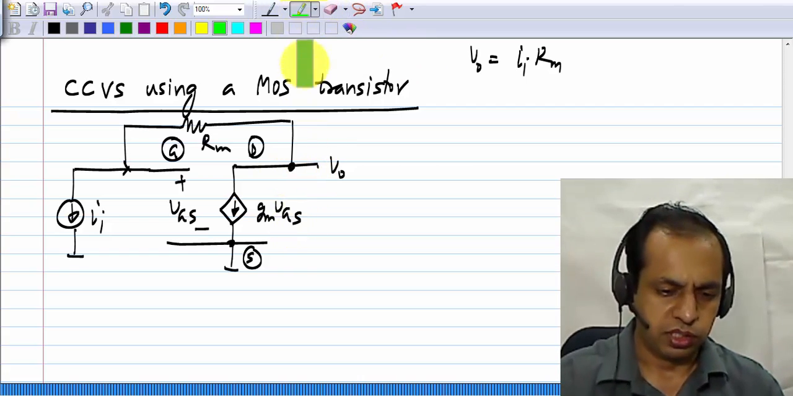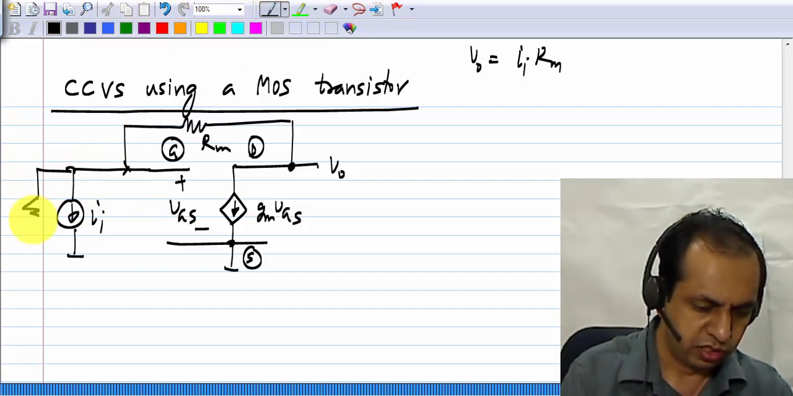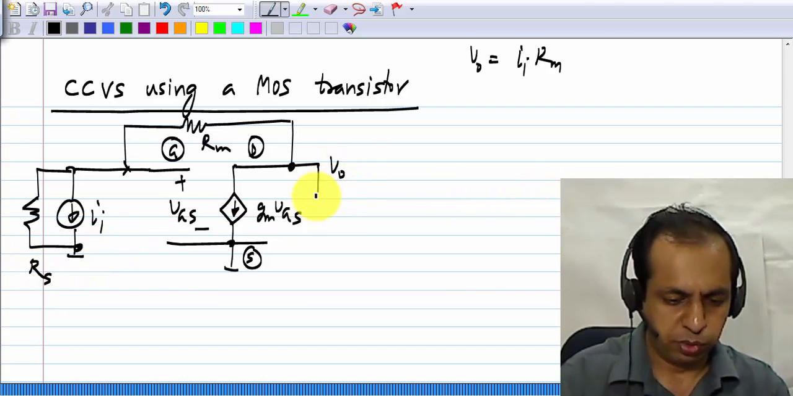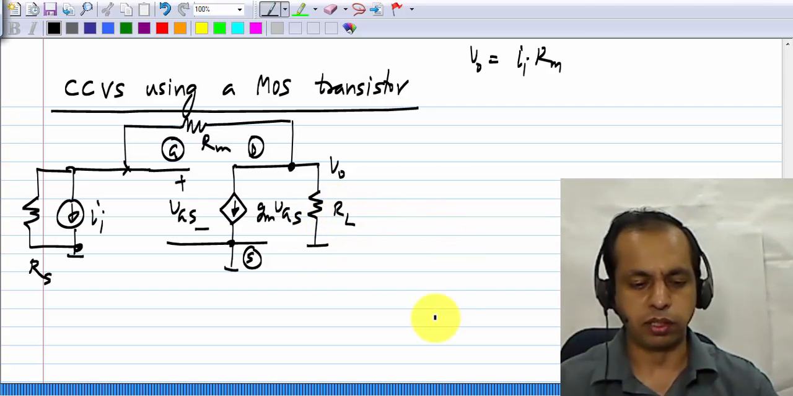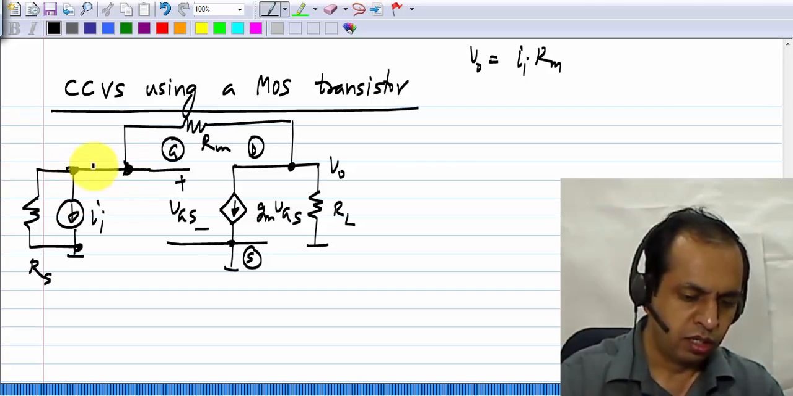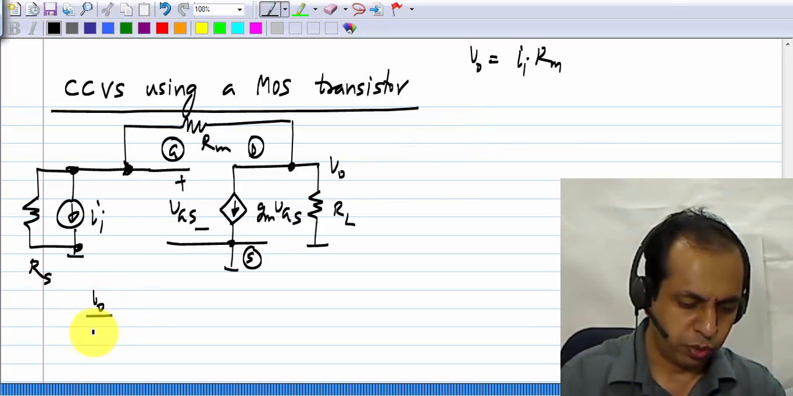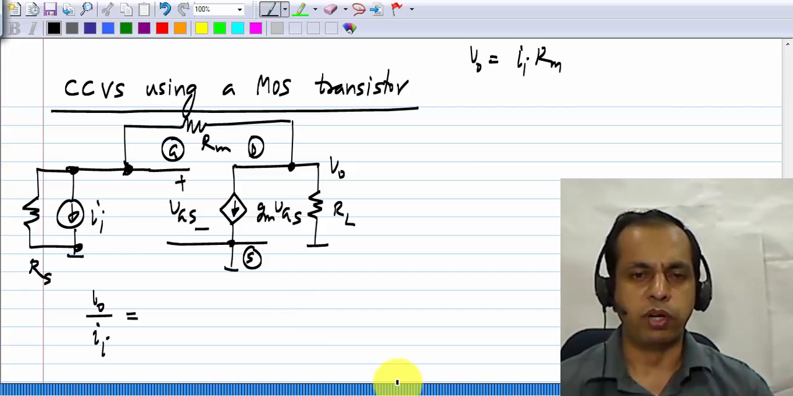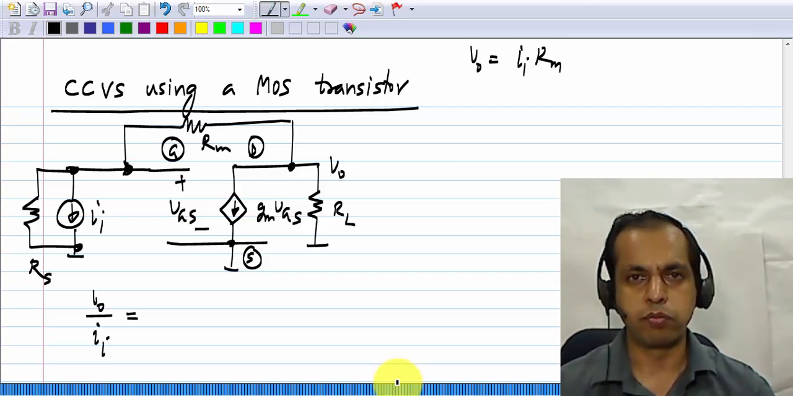Now, in addition to this, our current source may not be perfect, so it has a resistance Rs across it, and of course there will be a load because we want to be driving something. This is the complete circuit. Okay, and you can now analyze what really is V0 by II in this circuit. As usual, I would encourage you to carry out the linear circuit analysis and find the transfer function. Then you can compare it to what I get here.